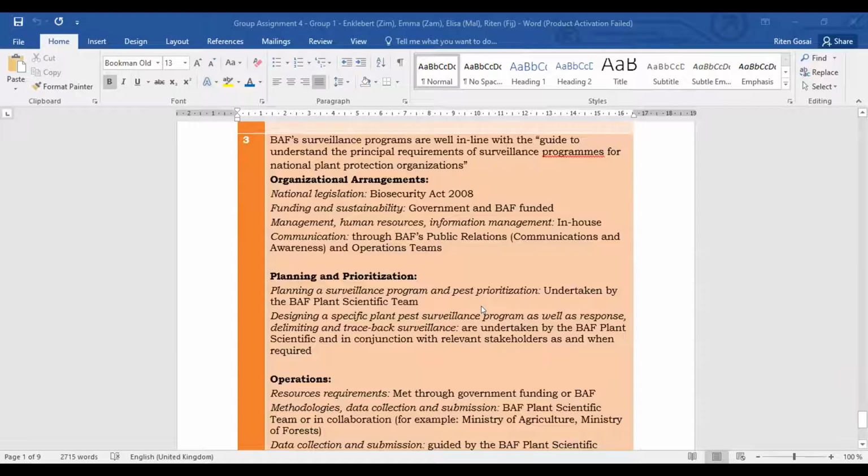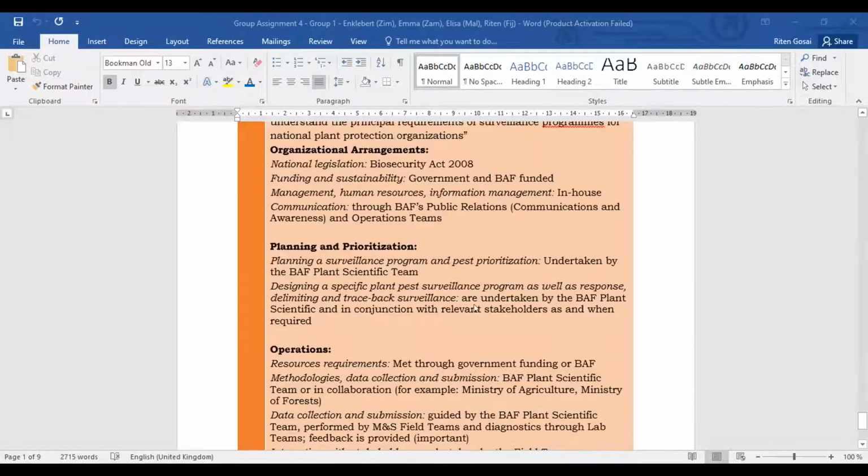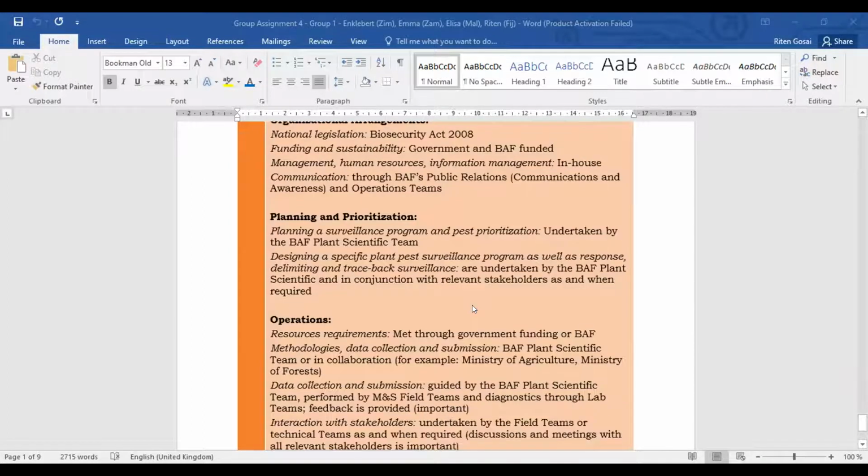Management of the surveillance programs, provision of human resources, as well as information management is all in-house. Communication is through the NPPO's public relations team, as well as our operations team, so team on the ground. In terms of planning and prioritization, I think this entire component is managed by the BEF plant scientific team, which is the brains trust for the protection of Fiji's plant health and plant resources.